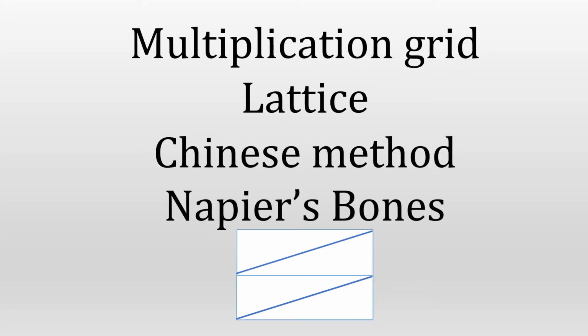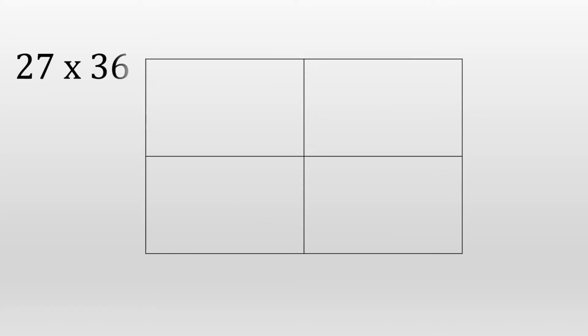We're going to look at the multiplication grid, otherwise called a lattice, the Chinese method, or Napier's bones. First thing we need to do is write a grid for how many digits we have. So we've got 27 times 36. It doesn't matter which way up they go.